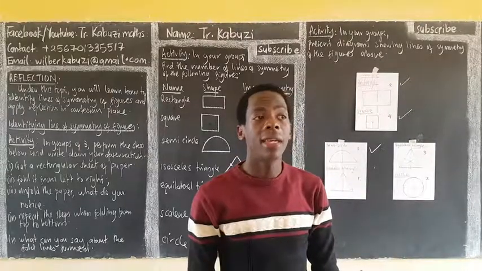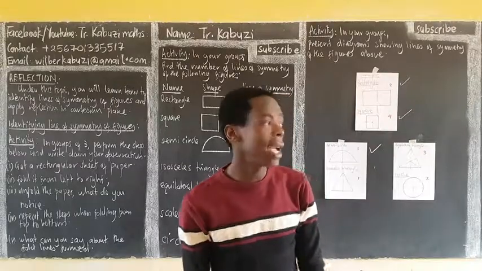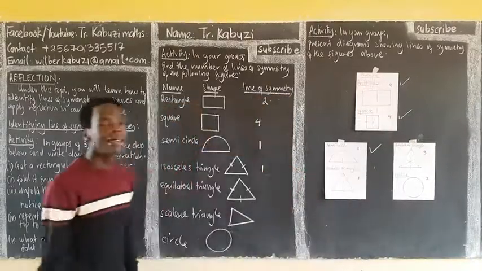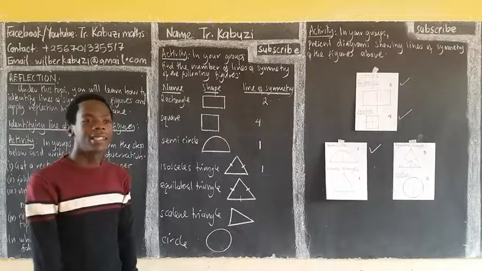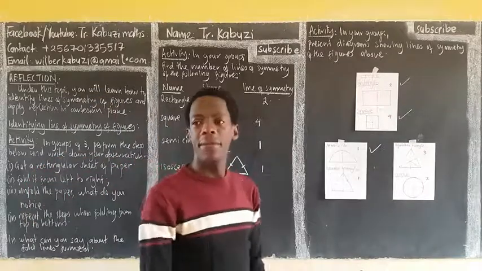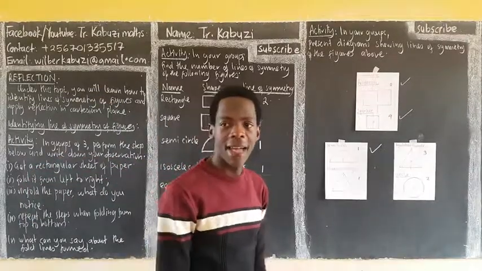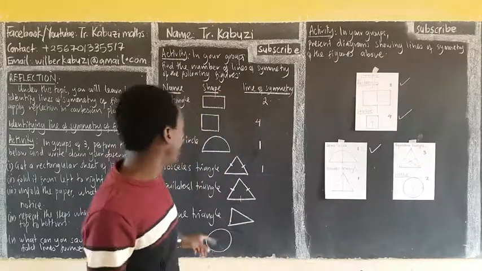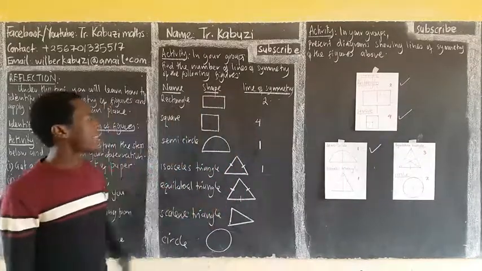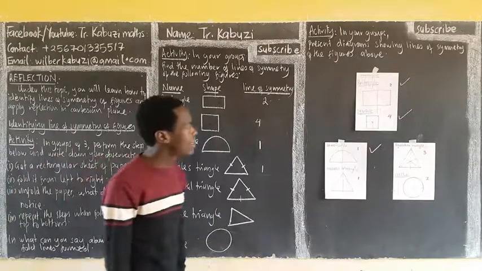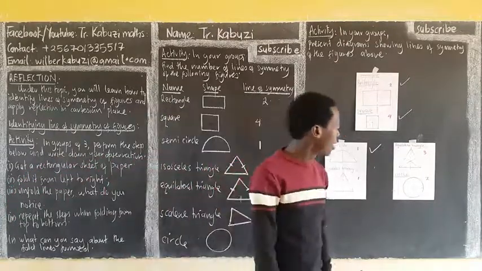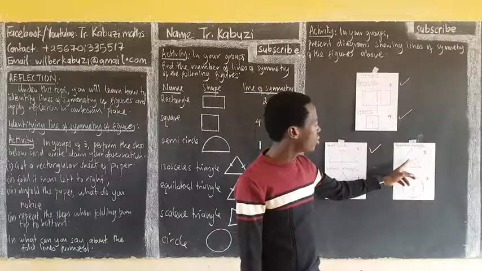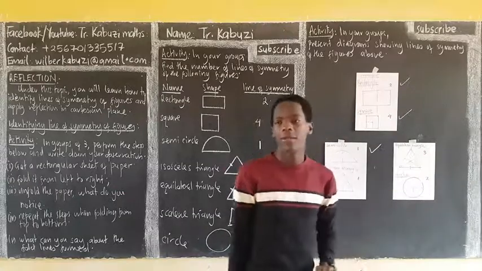A triangle with all 3 sides equal. If the 3 sides are equal, what does it mean? Even the angles are equal. So if these 3 sides are equal, how many lines of symmetry do they have? They have 1, 2, 3. They have 3 lines of symmetry.